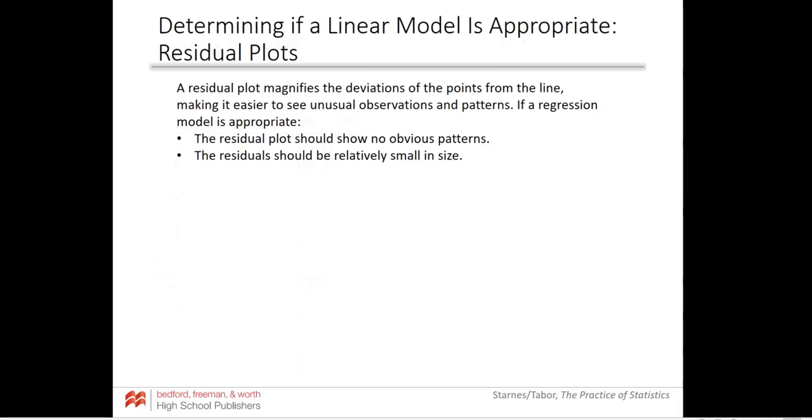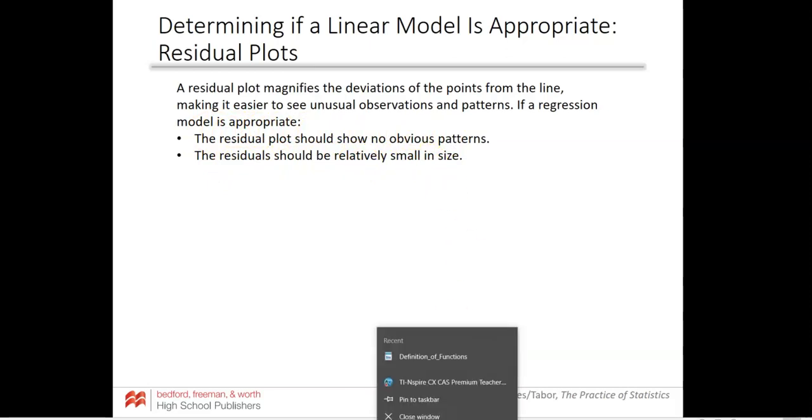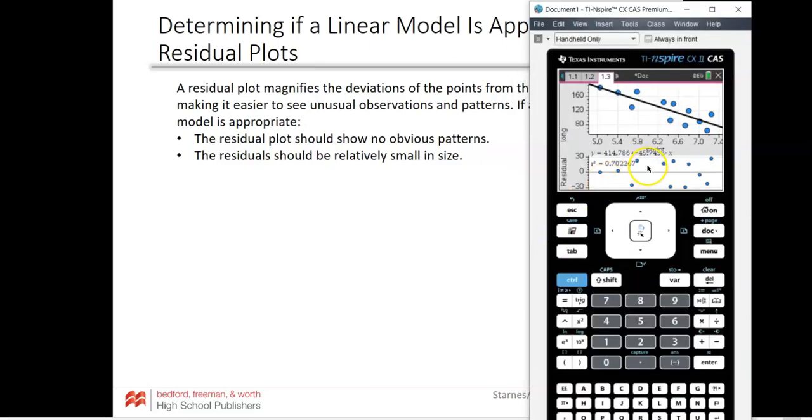So it magnifies the deviations from the regression line. What you're looking for, if it's appropriate, is that the residual plot shows no obvious pattern. The residuals should be relatively small in size. So you like to see residuals that are smaller, that points aren't super far away from the line. But what I like is it's kind of scattered. I see a lot of scatter. There's no obvious pattern. There's no curve there on the residual plot. They're just scattered around. That means this data is a good linear fit. So you can actually tell by looking at the residual plot.